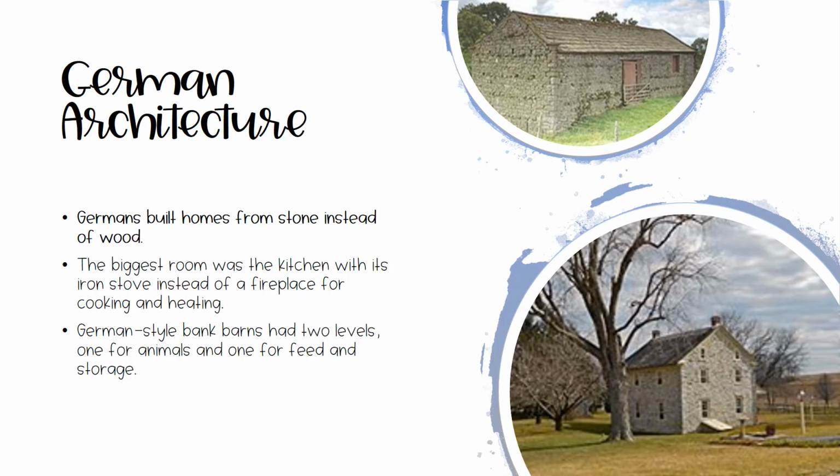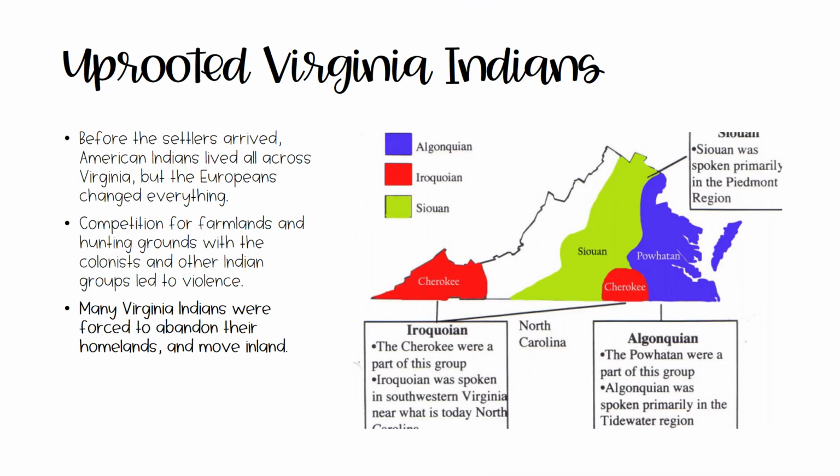We can also see their architecture in the German-style bank barns, which had two levels, one for the animals and one for feed and storage. Next, we need to look at Virginia's Indian population. Before English settlers arrived, American Indians lived all across Virginia, but the Europeans changed everything for them. Competition for farmlands and hunting grounds with the colonists and other Indian groups led to violence. Many Virginia Indians were forced to abandon their homelands and move inland.